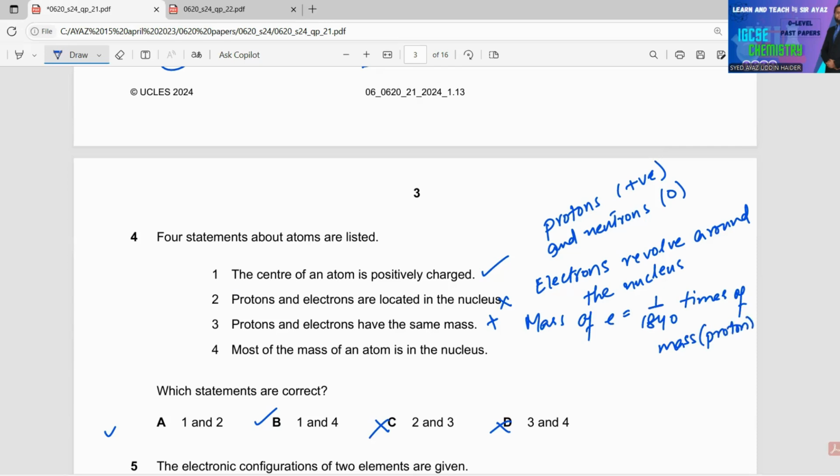So this is incorrect. Number four, most of the mass of an atom is in the nucleus. This is correct because both protons and neutrons have equal mass. That is one. And the center part is heavier. So most of the mass of an atom lies in the nucleus of an atom. So 1 and 4 are the correct statements. B must be the right answer in this case.